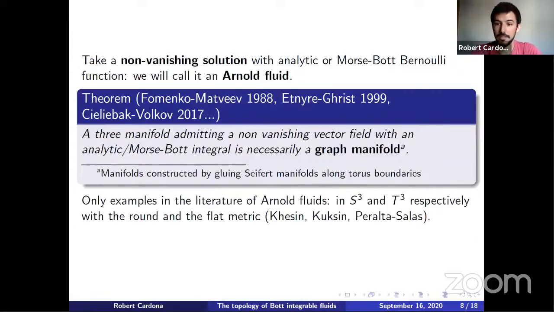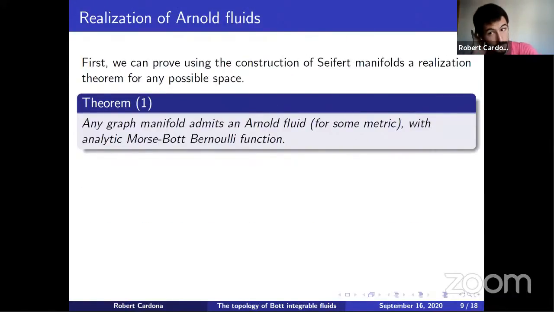As I was telling you, there are only a few examples of fluids in the hypothesis of Arnold's theorem, and this includes the sphere and the torus with the round and the flat metric in a paper of Kiessling-Cooksin and Peralta-Salas. So the goal of this work, the first goal, is to try to check if every graph manifold admits such a solution, at least for some metric. And this is what one can prove using the classification of Seifert manifolds, which is already quite old. And you can show that any graph manifold admits such a fluid.